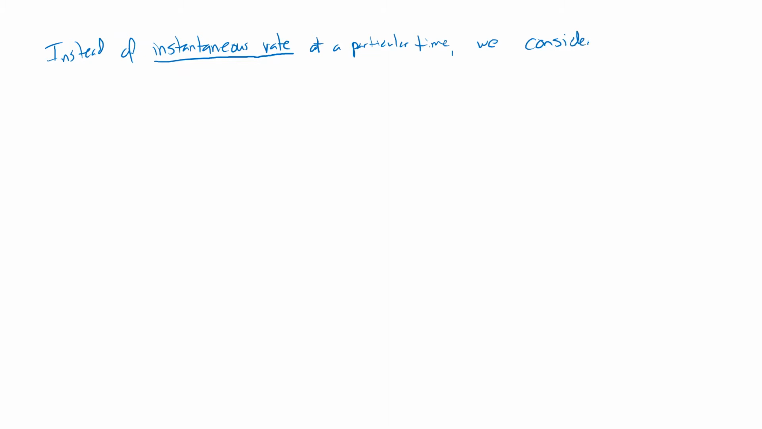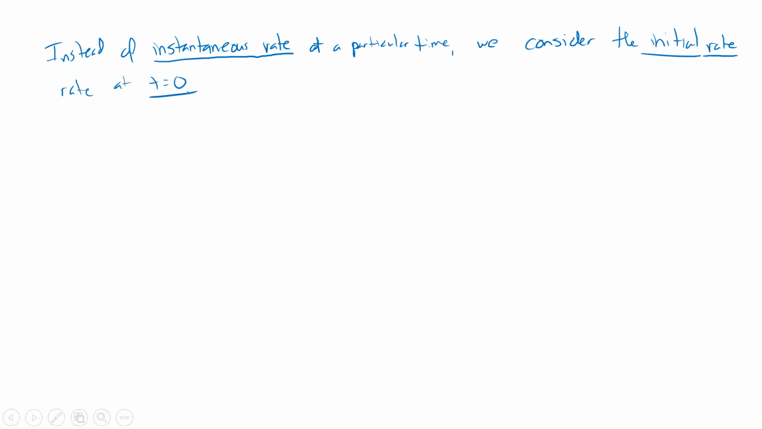All right, so instead of talking about the ever-changing rate, instead of the instantaneous rate, right, which is the rate at however many seconds, the rate at 300 seconds at a particular time, we consider the initial rate. Right, and the initial rate is just rate at time equals 0.